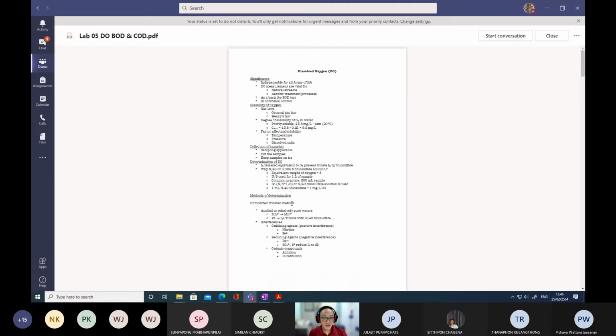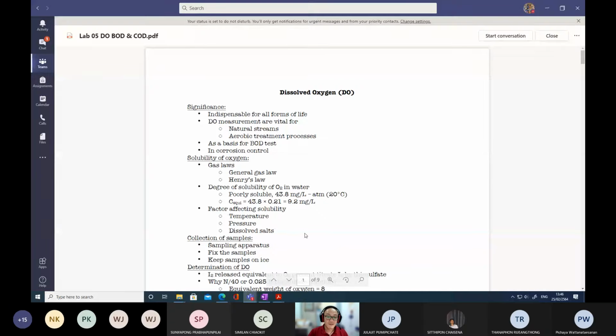For the BOD, we measure the dissolved oxygens on day zero. So if we analyze today, then after 5 days we have to come back again and analyze the dissolved oxygens. So we call that DO5. But anyway, today we will just do the DO for the general case of a surface water sample.